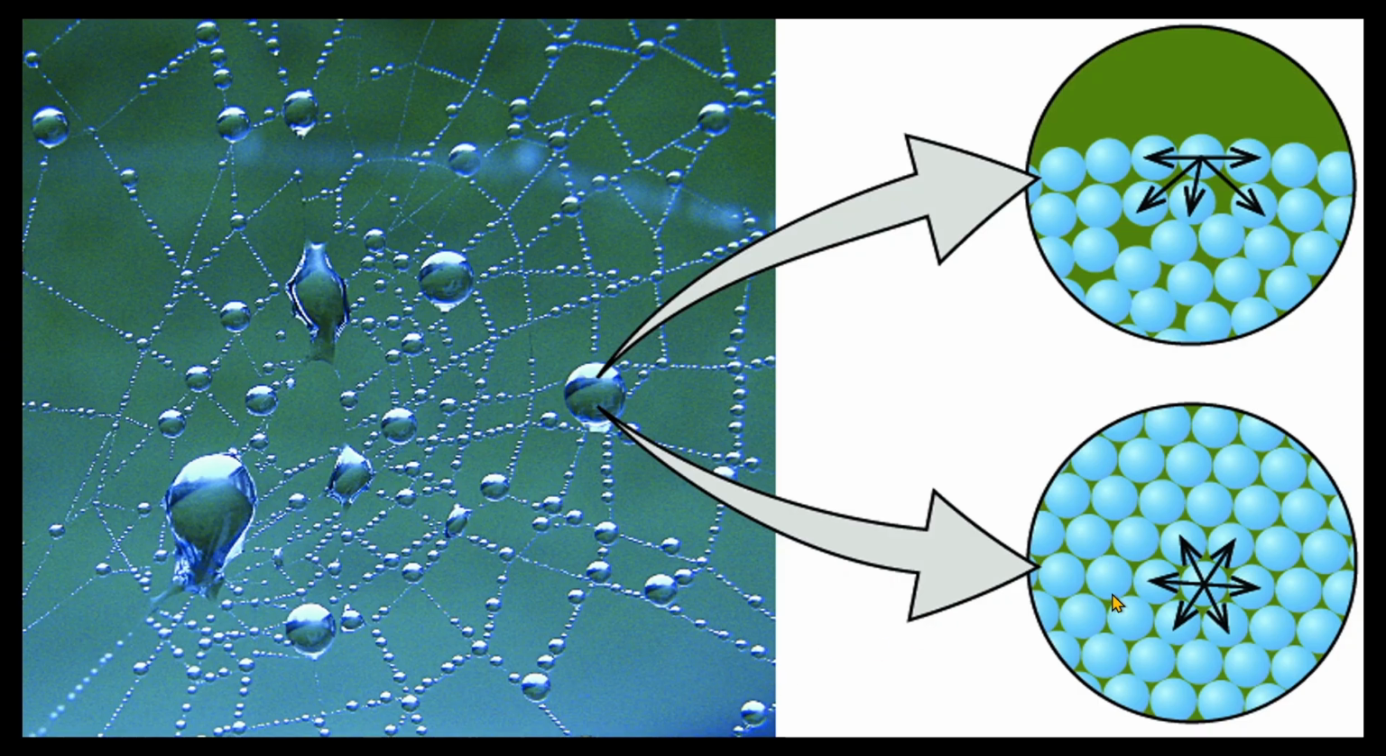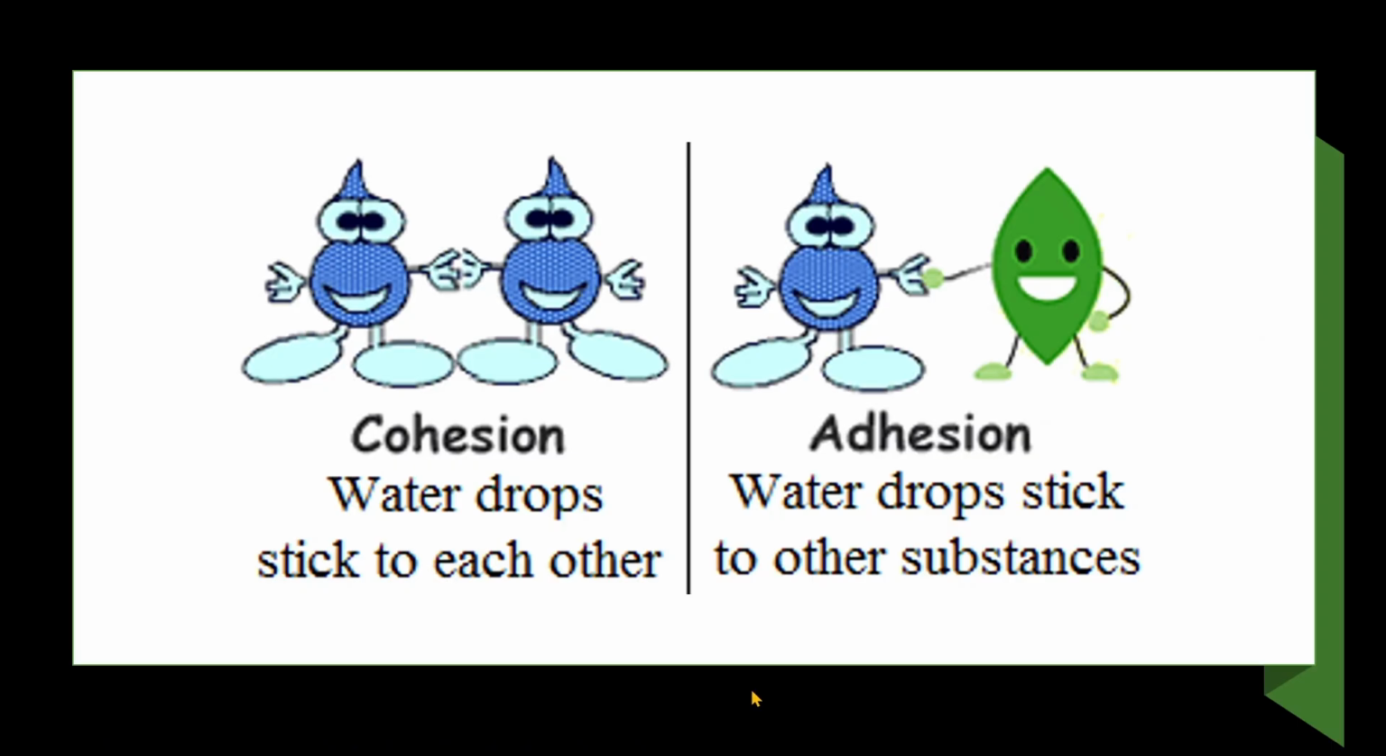Look at how the droplets of water cling to a spider's web. The water sticks to the silk strands because of adhesion, while cohesion keeps each droplet intact and rounded. Together, these forces let the droplets hang gracefully without falling. So the difference between cohesion and adhesion is that in cohesion, water droplets stick to each other. In adhesion, water droplets stick to other substances.